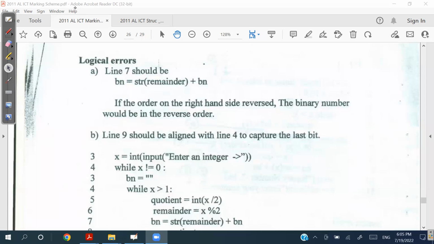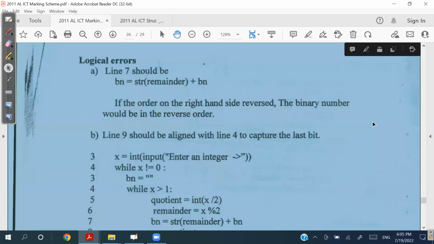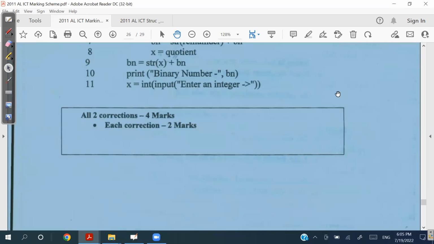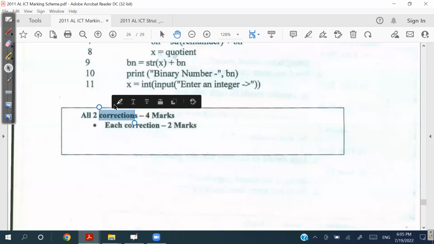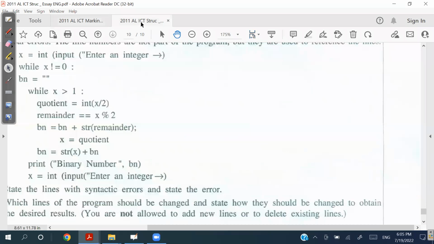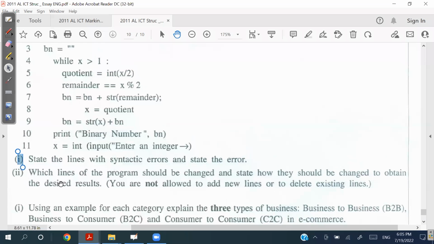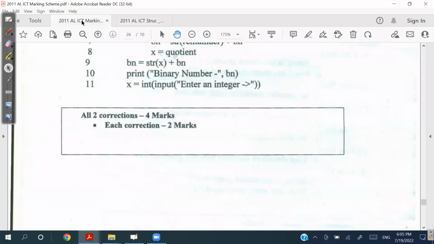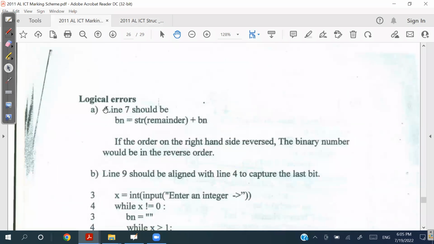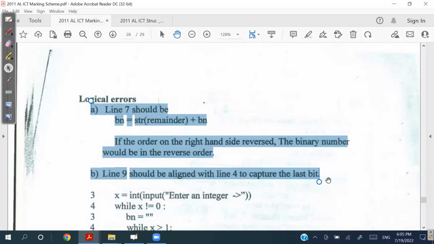Right. So to find out the two logical errors, the marks that they have given is, yeah, they have given 4 marks. Each correction 2 marks. Because in the question they have said which line of the program should be changed and state how they should be changed to obtain the desired result. And that doesn't mean you need to rewrite the entire program, right? Writing just the factors will be enough.